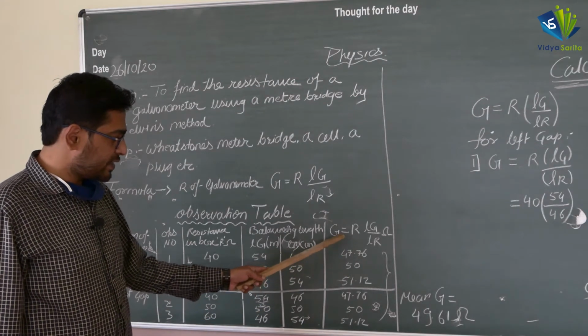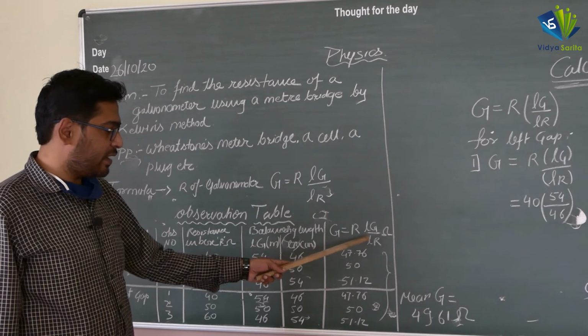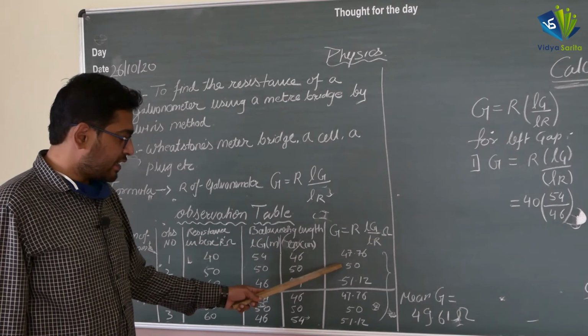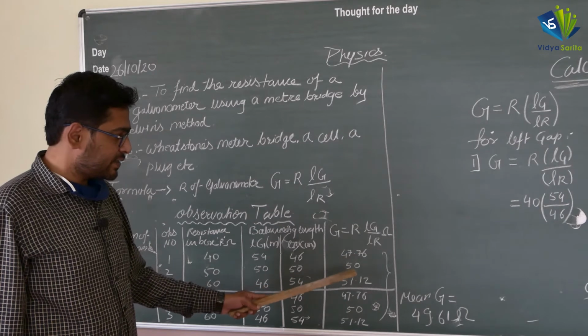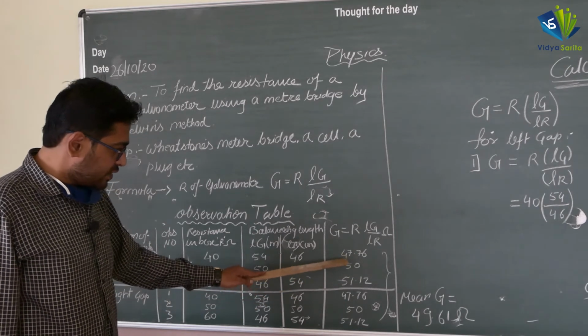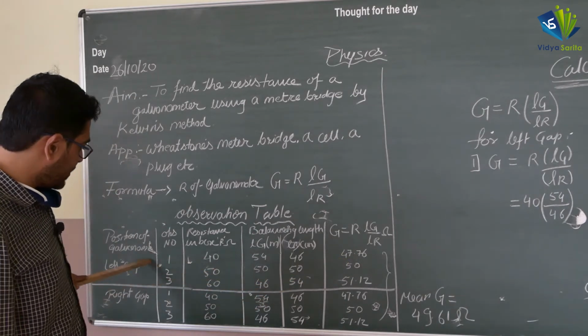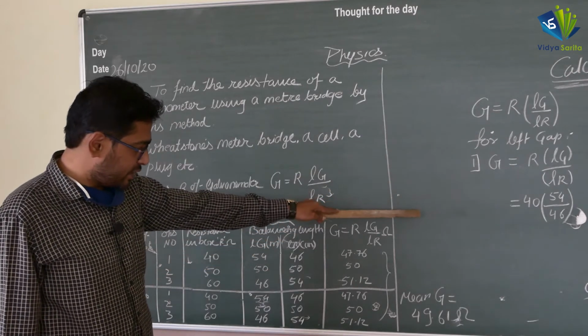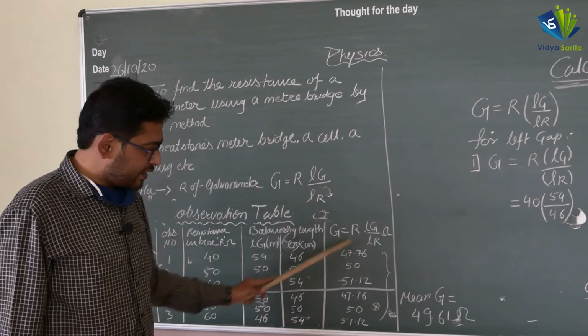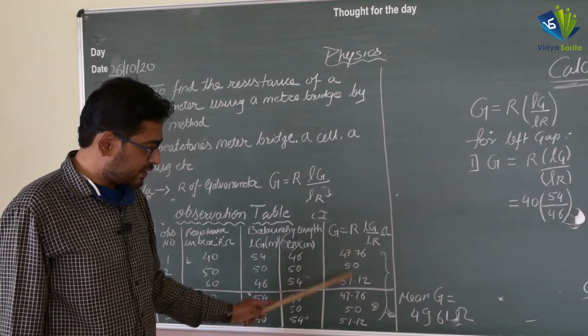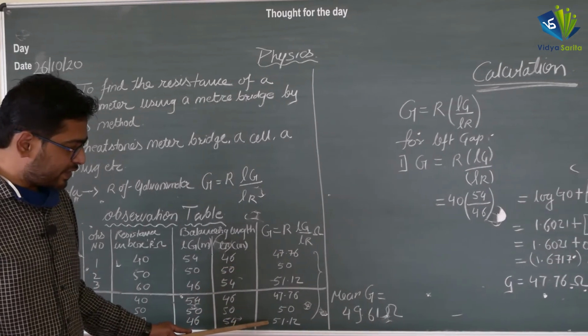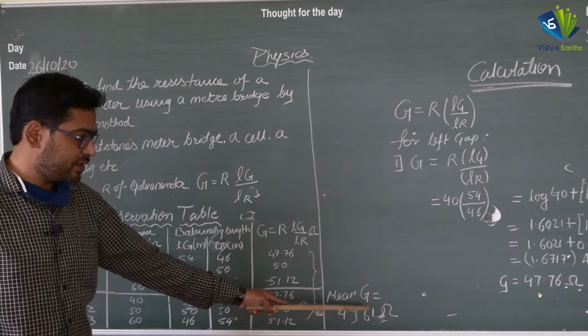The formula for this is G is equal to R into LG upon LR, in ohms. That comes to 47.76 for this. Now see guys, students, for this calculation I will be showing you one step over here, and you need to calculate the mean of all these 6 values divided by 6, which comes to 49.61 ohms.